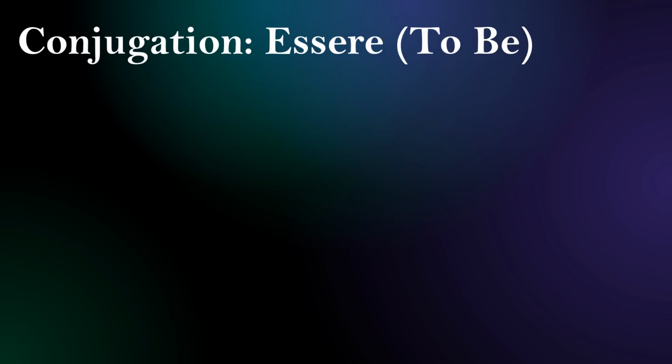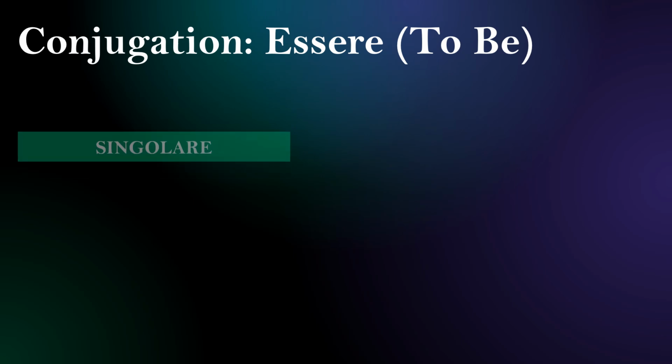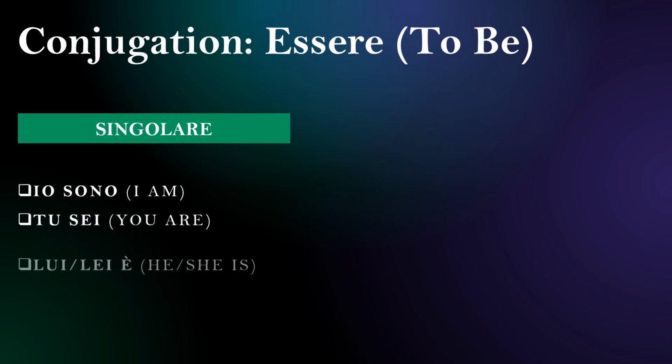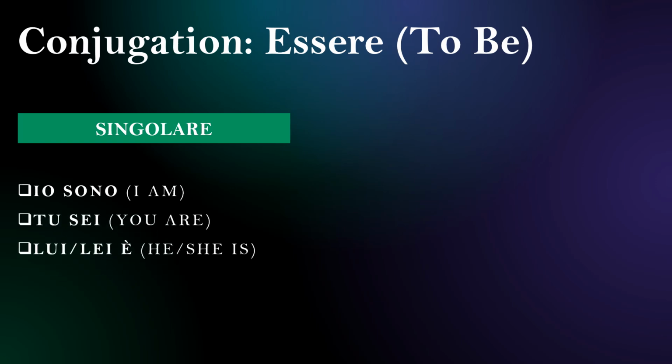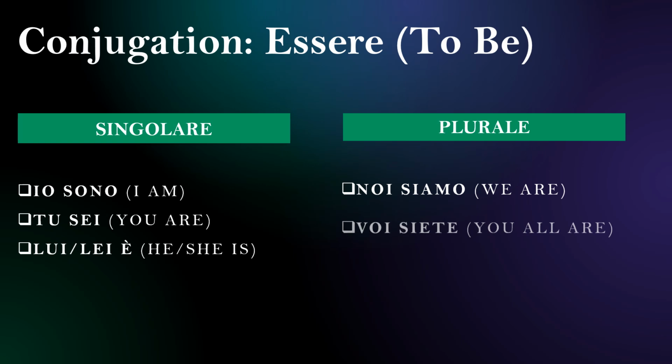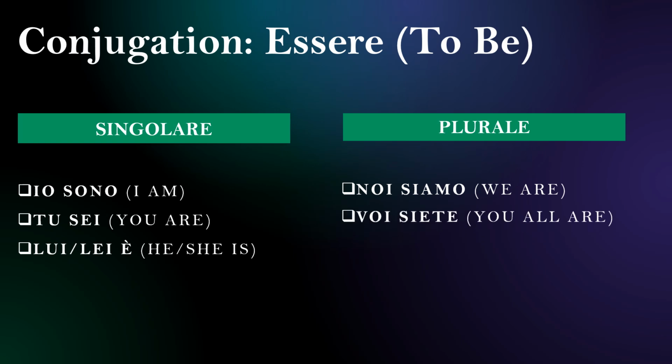Let's begin with the conjugation of essere in the present tense. Repeat after me to practice the pronunciation. Io sono. Tu sei. Lui è. Lei è. Noi siamo. Voi siete. Loro sono.